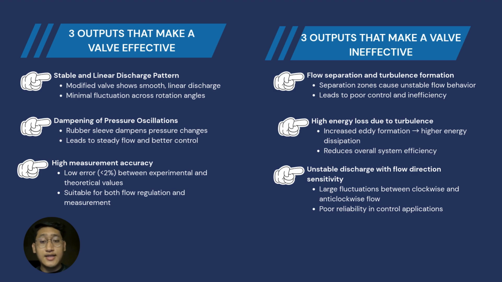Lastly, the unstable discharge with flow direction sensitivity. Extreme fluctuations in discharge between clockwise and anti-clockwise rotations as the pressure difference increases. This inconsistency indicates poor mechanical regulation, making the valve unreliable for control applications.